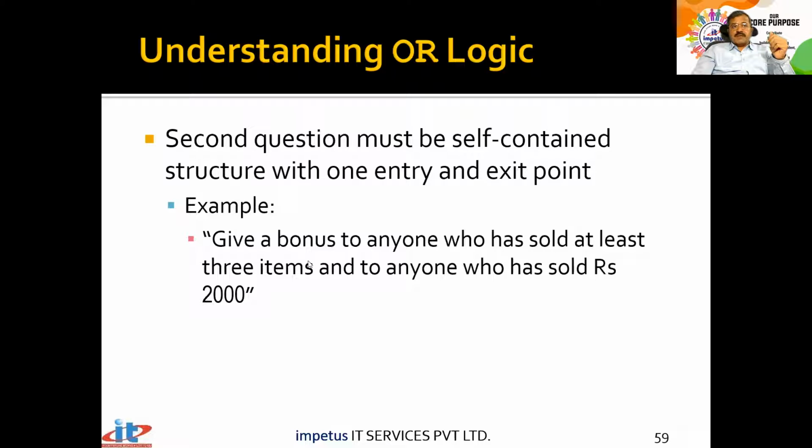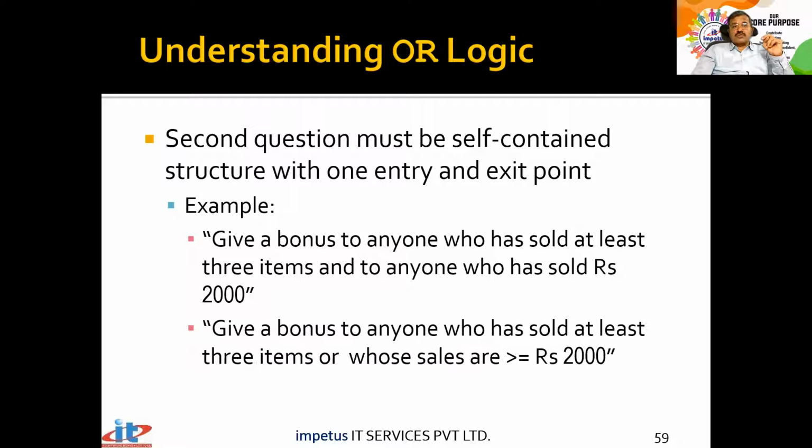The second question must be a self-contained structure with one entry and one exit point. What does it mean? Suppose the question is: give a bonus to anyone who has sold at least 3 items or whose total sales value is 2,000 and above. Even if he has sold 3 items and the total cost of those 3 items is only 1,000 rupees, then also we'll give him a bonus. And if he has sold only one item worth 2,500, then also we'll give him a bonus. So either of the conditions has to be true for us to proceed further.